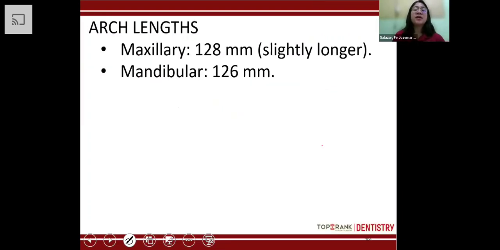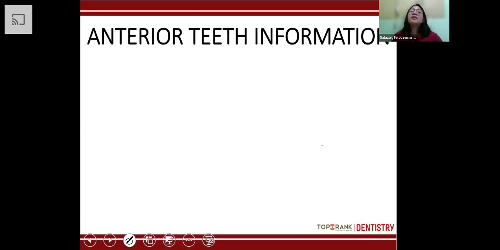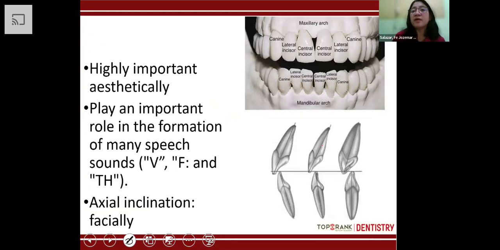Arch lengths in the maxillary arch, it's 128 millimeters. It's slightly longer. In the mandibular arch, it's 126 millimeters. So there's a 2 millimeter discrepancy. Okay, so let's now discuss your anterior teeth. They are very important for aesthetics and also for speech. They are required for the formation of V, F, and TH. Their inclination is facially because they are there to support your lips. Diba? That's why they are axially inclined.